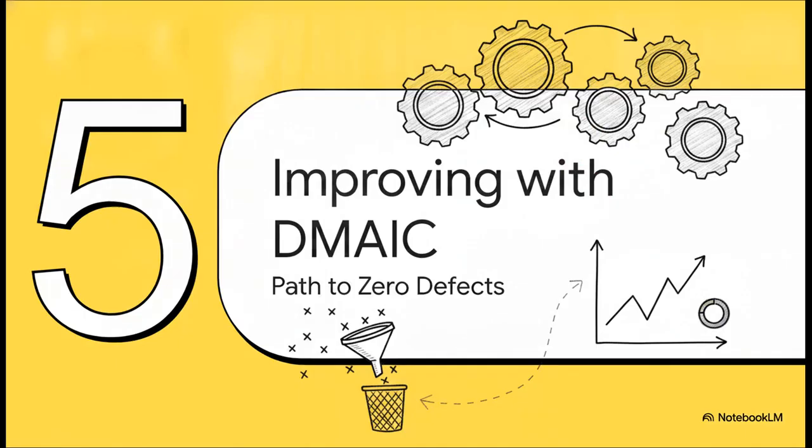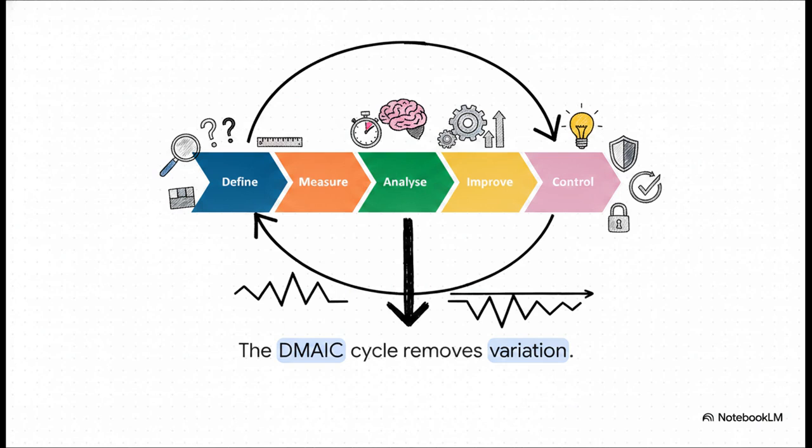Section 5. Improving with DMAIC. This is the practical path to zero defects. So how do we actually get there? We use the DMAIC cycle. This is your structured, cyclical path to rooting out the underlying causes of variation. DMAIC stands for define, measure, analyze, improve, and control.